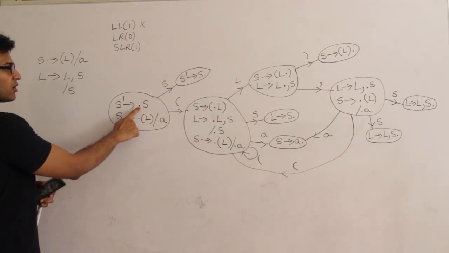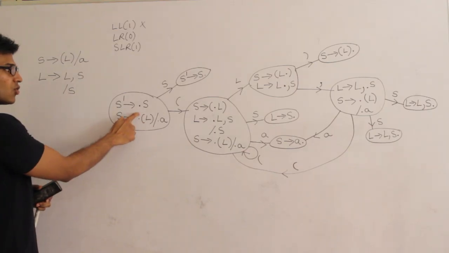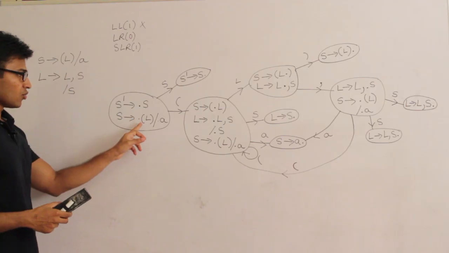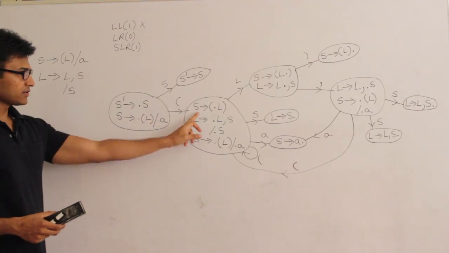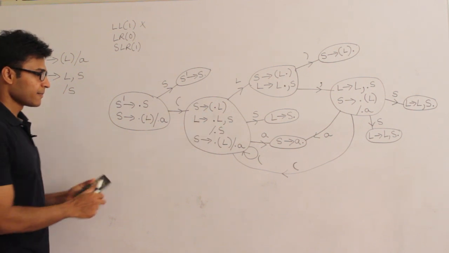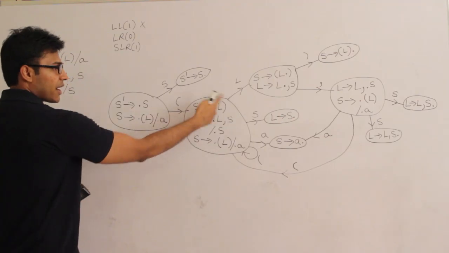There is a dot at the beginning of S, therefore there will be a transition on S. There is a dot at the beginning of open brace, therefore there will be a transition on open brace. So on open brace, I have to apply the transition. That is why I got S derives open brace dot L close brace, and again you have to apply the closure. After the transition, I have to apply the closure.